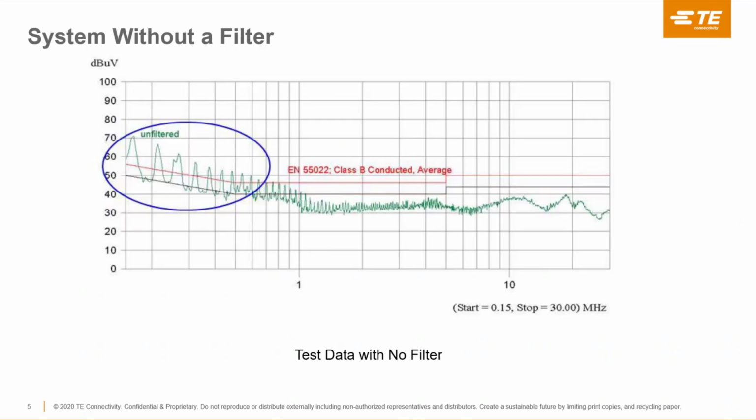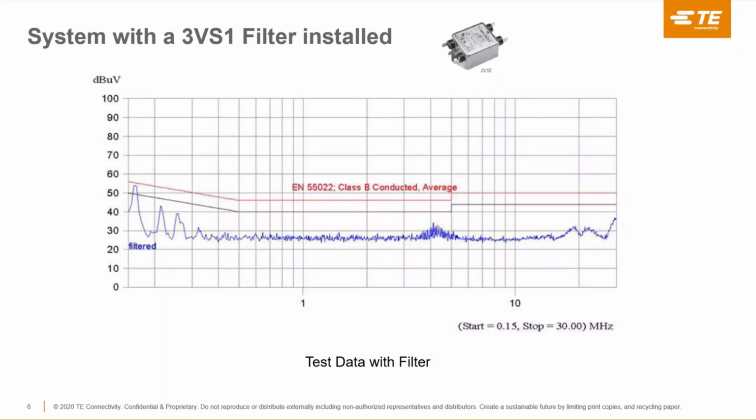The next two slides just show an example of a system without a filter and with a filter. You can see the Class B conducted average here: this is the system without a filter. And then, Tony, if you go to the next slide, this is test data once the system had a 3VS1 filter installed. As you can see, the noise levels are below the red line, which is the spec itself. The other line below it, the black one, is a 6 dB margin. The customer decided on their own that they felt they were in by enough with that. Once again, we're just trying to show you what it ends up helping them with.